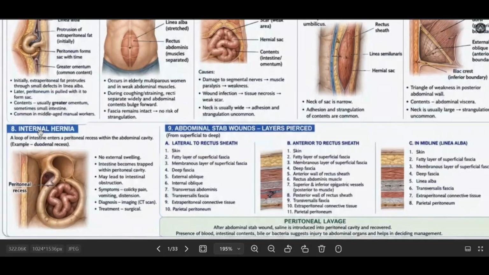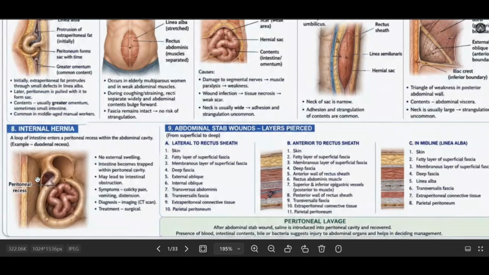Instead, there is a loop of intestine that enters a peritoneal recess inside the abdominal cavity. The peritoneum usually forms a lot of spaces in the abdominal cavity, and we are going to study these recesses in the next lectures. Right now you just have to know that there are a lot of recesses formed by the peritoneum.